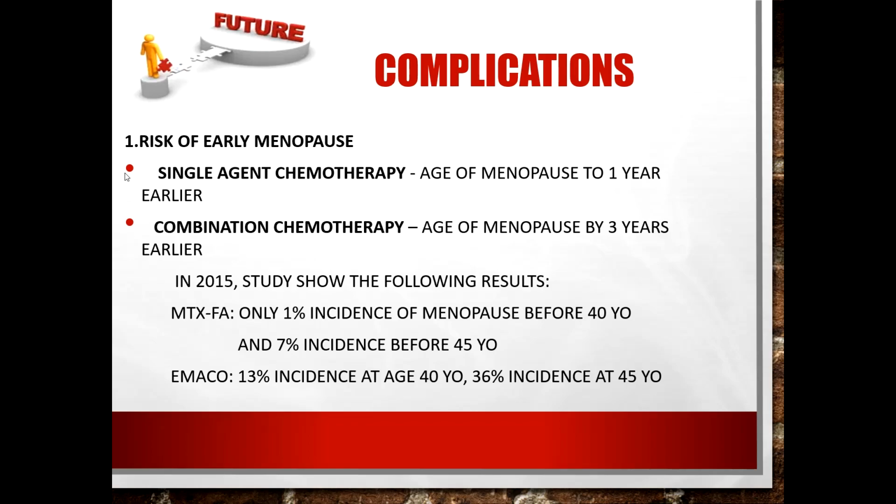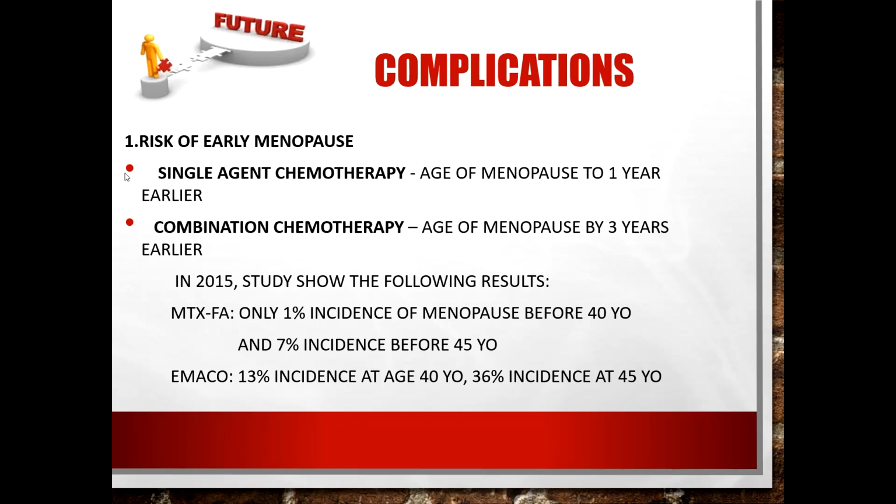There are 2 common complications seen after completed chemotherapy. One is the risk of early menopause, and the second is the risk of secondary tumors. The risk of early menopause is seen following single-agent chemotherapy, which would bring forward the age of menopause by 1 year, while combination chemotherapy would bring forward the age of menopause by 3 years.